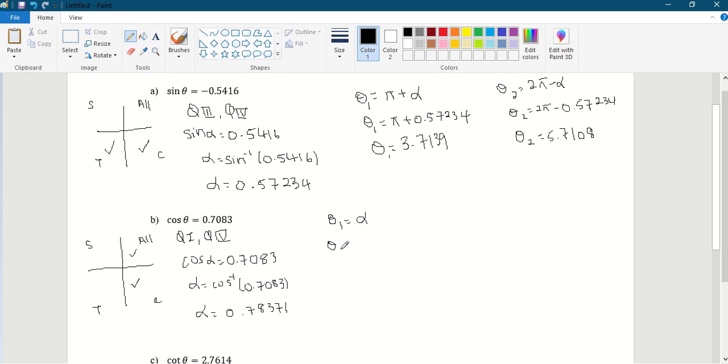So once we have our alpha, we can say theta 1 is, because in the first quadrant it is same as alpha, so one of the answers should be 0.7837. And in the fourth quadrant, as we saw earlier, theta 2 will be 2 pi minus alpha. So in our case, theta 2 will be 2 pi subtract 0.78371. So theta 2 rounded to 4 decimal places will be 5.4995. Okay. Let's see some more examples.